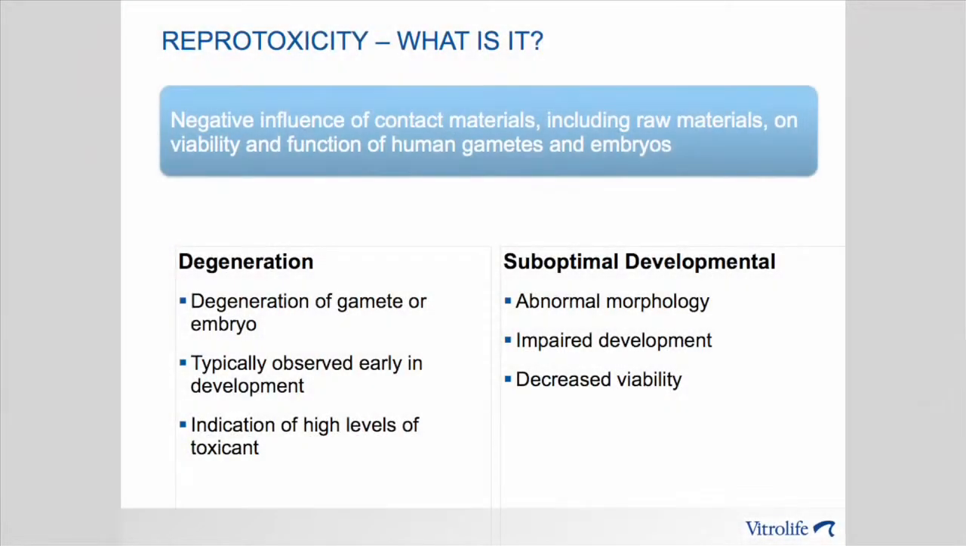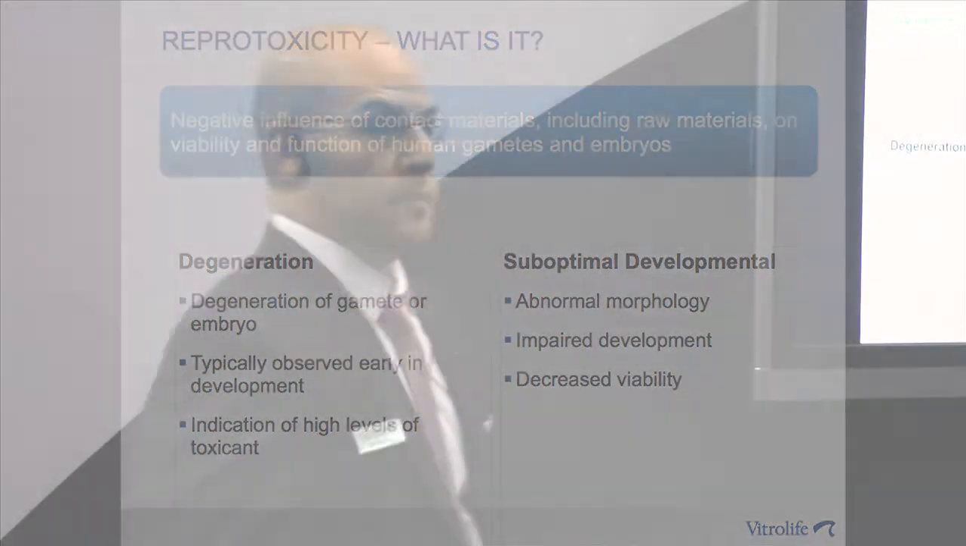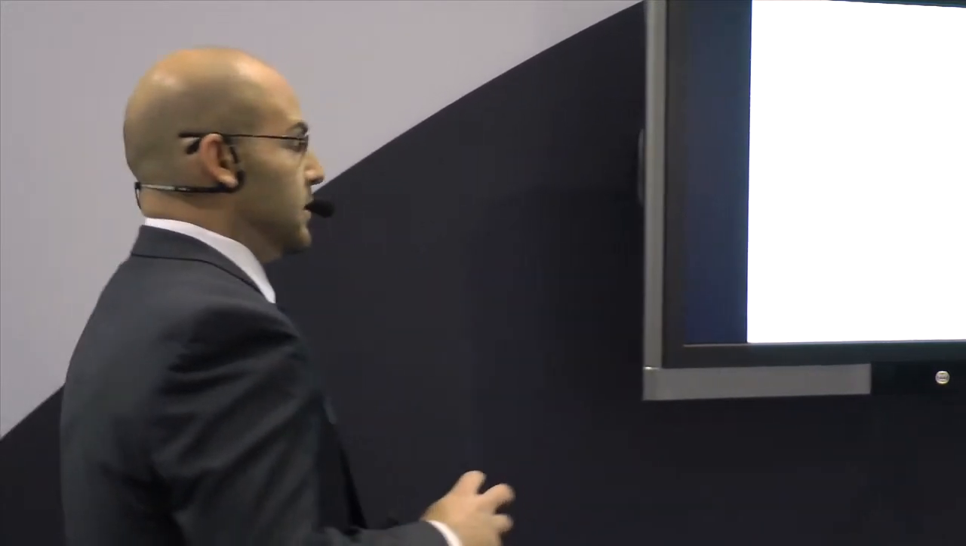What we often see is the suboptimal development of embryos. And this is a little bit harder to detect and understand. We'll see abnormal morphology, impaired development, and because of the way we perform our assays at Vitrolife, we'll start to see indications of decreased viability, mainly in the cell counts of these blastocysts. We'll see blastocysts that don't have the appropriate numbers of cells, and that's correlated to the viability thereof of the embryos.